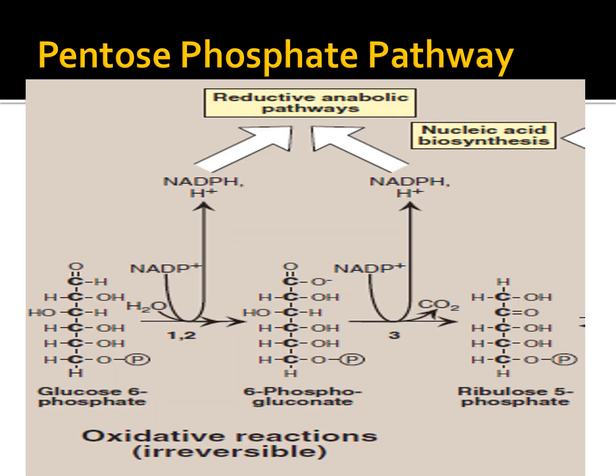The first two reactions are your oxidative reactions, which are irreversible. It starts with your glucose 6-phosphate undergoing oxidative reaction to form 6-phosphogluconate using your glucose 6-phosphate dehydrogenase. This produces your first molecule of NADPH.